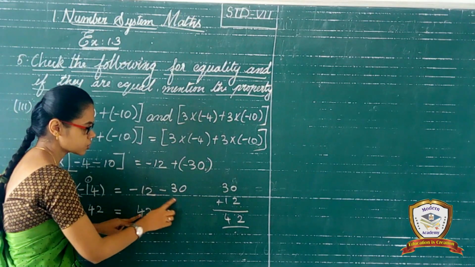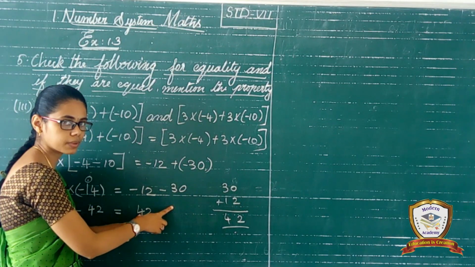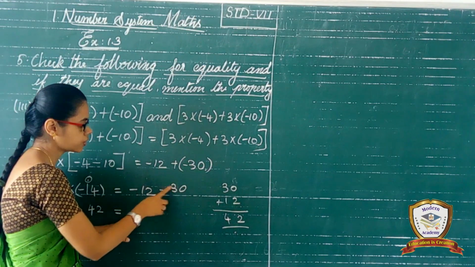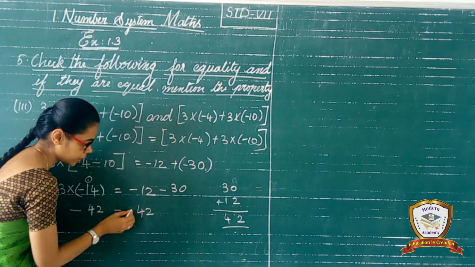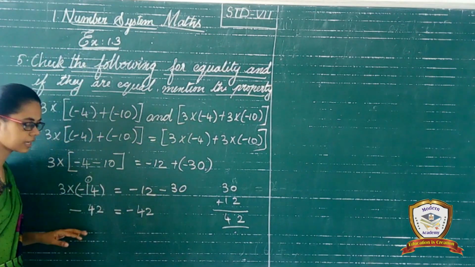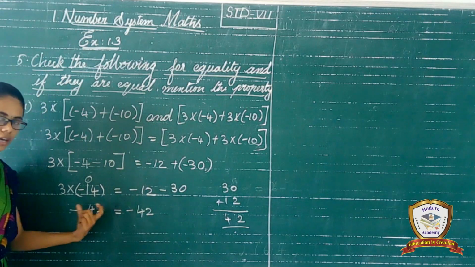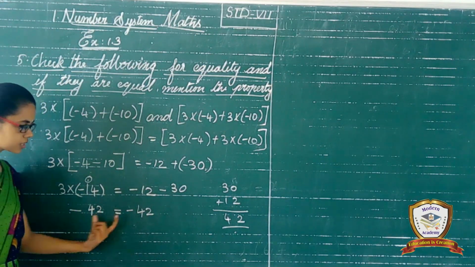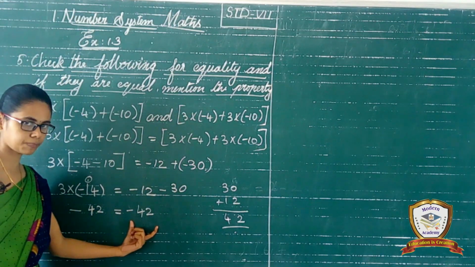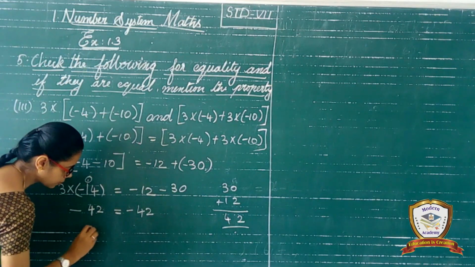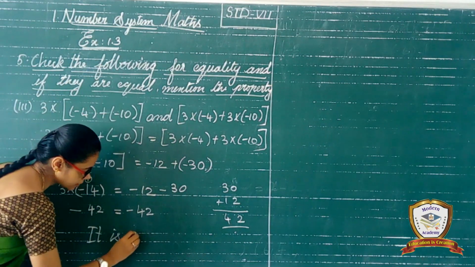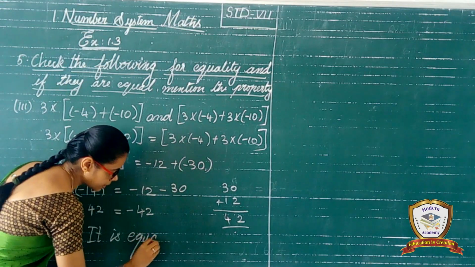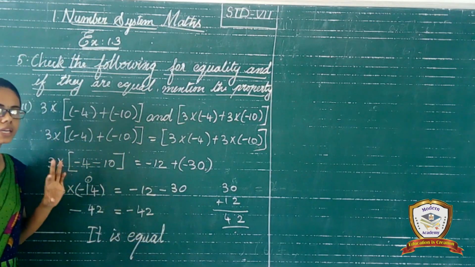Now we have to see these two numbers. Which one is the biggest number? 30. So 30 in front of the sign minus. So we need to mention here minus in our answer. See here both are equal. See in LHS and RHS the answer is same. So it is equal. So we have to write it is equal. So equal means we have to mention the property name.